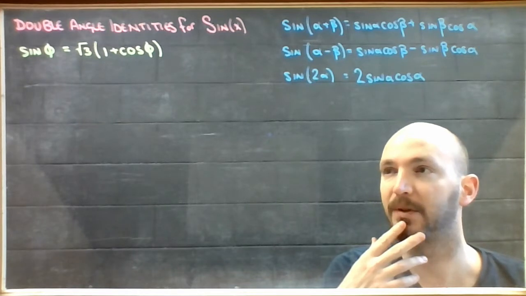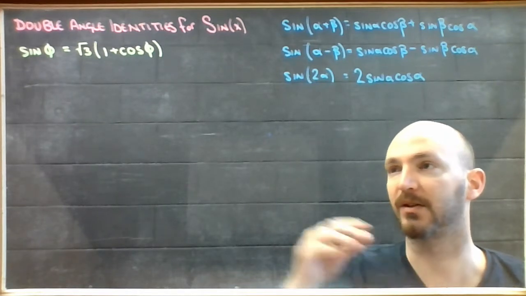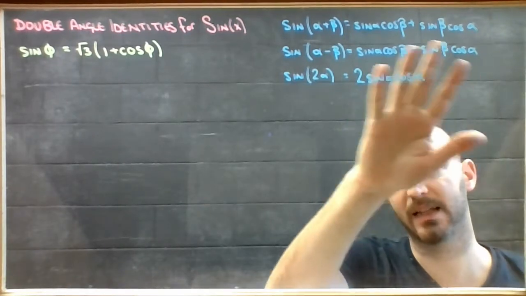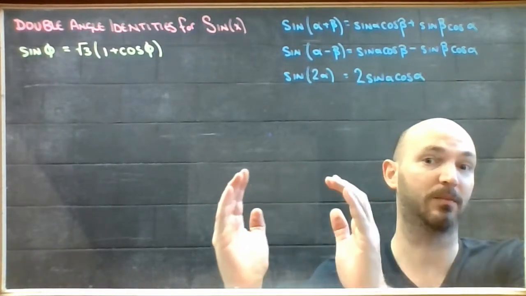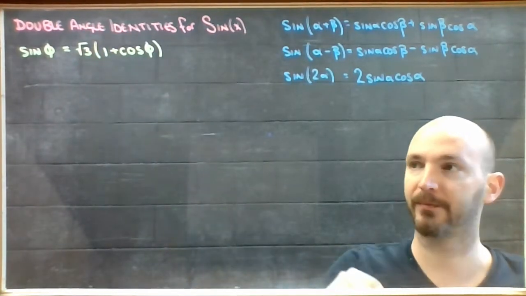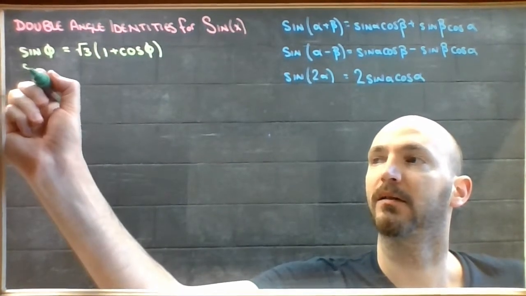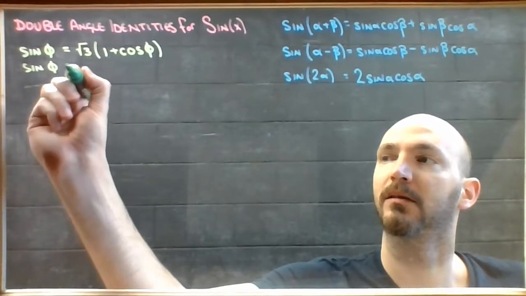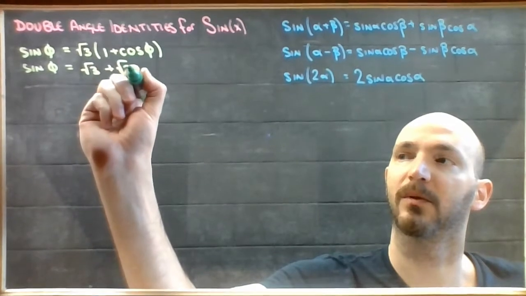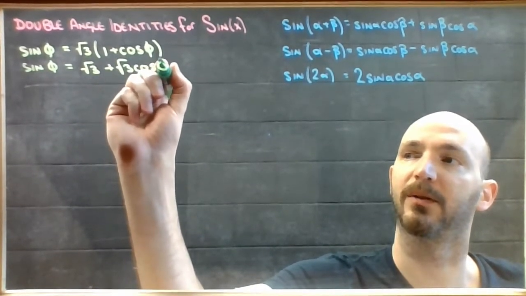So the first thing I'm going to do is I'm going to expand this root 3 into the cosine, because none of these look like they have a 1 plus cos in them. So I'm going to toss this onto here and onto there, equals root 3 plus root 3 cos phi.